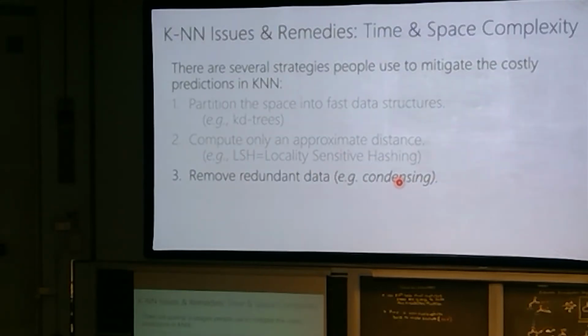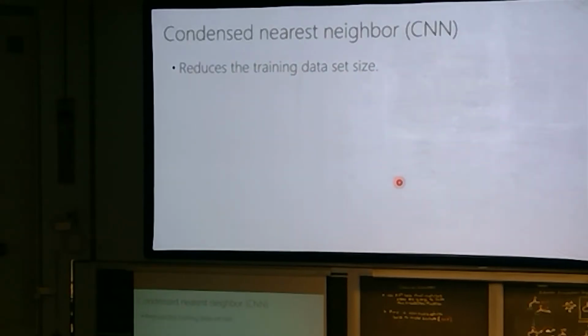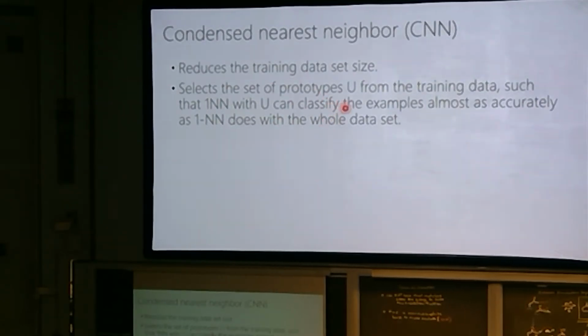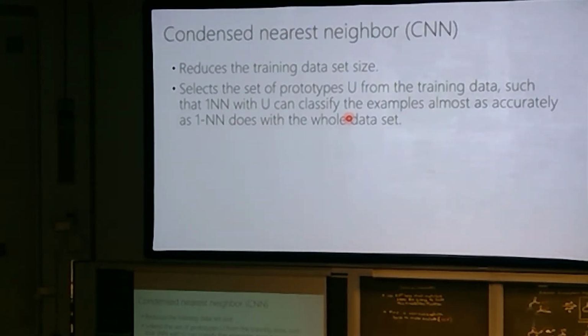Okay, so the last one is to remove redundant data. The idea is that you may not need all of the points, and your decisions may not change. I've actually only seen this for one nearest neighbor; I'm not sure if there's a version that works for more than one nearest neighbor. But in a sense, what you're doing is picking prototypes of the data to keep for test time and discarding the rest because they won't make a difference.